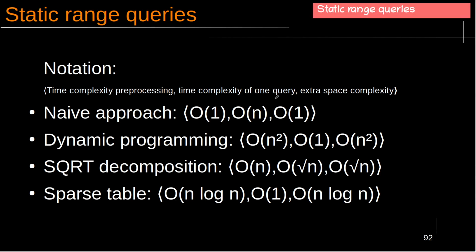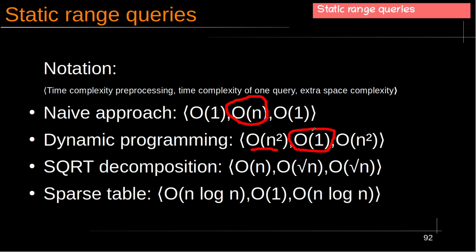Let's see what we achieved until now. To resolve the problems of type static range query, we can use a naive approach, which takes linear time for a single query. We can also use a dynamic approach that computes all the answers for all the ranges. It's constant time for a single query, but as you see, quadratic time for the preprocessing.